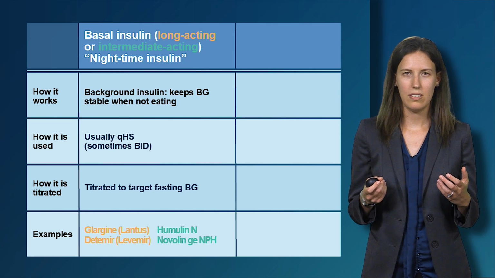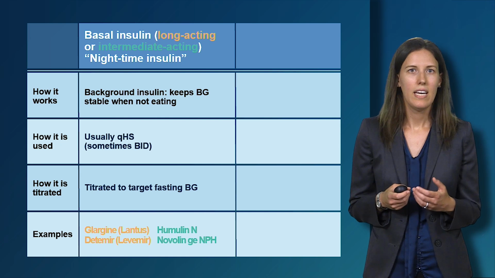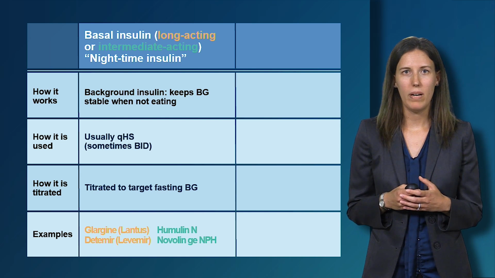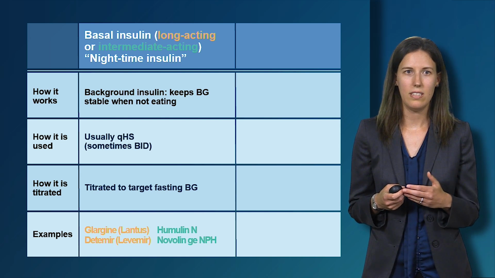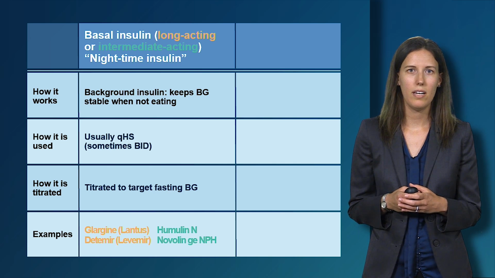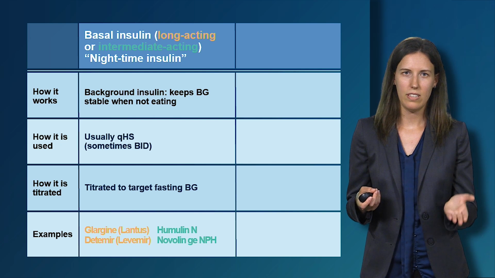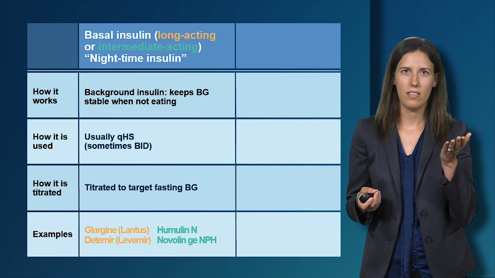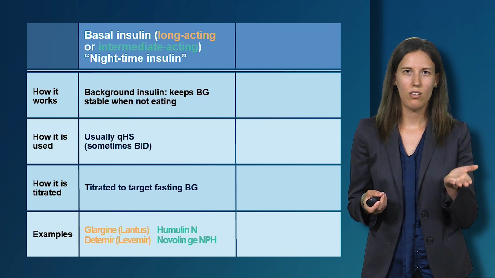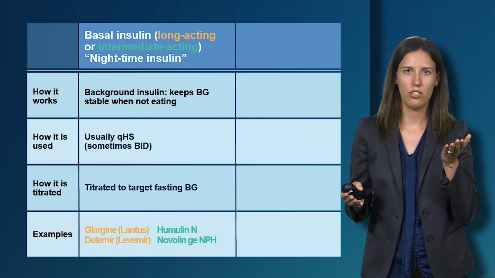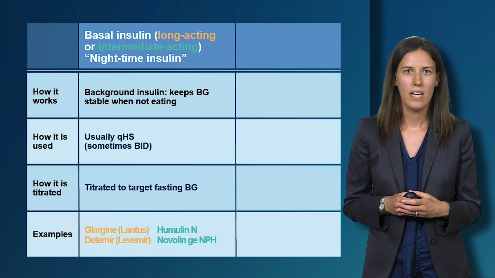It keeps the blood sugar stable when a patient is not eating. It's usually given IHS at bedtime. Sometimes it's given twice a day in the morning as well as at bedtime. It's titrated to target the fasting blood sugar. So for example, if the patient's on Lantus at bedtime, which is a basal insulin, it's titrated up until the fasting blood sugar in the morning is in target.